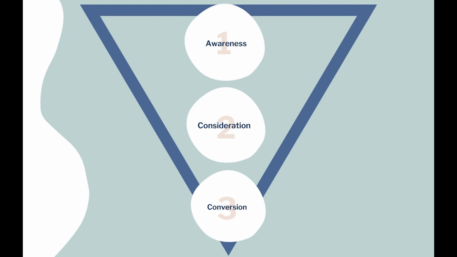But the idea is that there are more people at the top in the awareness phase, and then fewer people in the consideration phase, and fewer people still in the conversion phase. People become aware of your organization or brand. They consider engaging with it. They consider getting that COVID vaccine. They consider going to a webinar. And then they are converted. They are sold. They have agreed to take the action, like sign up for a webinar or get a flu shot.